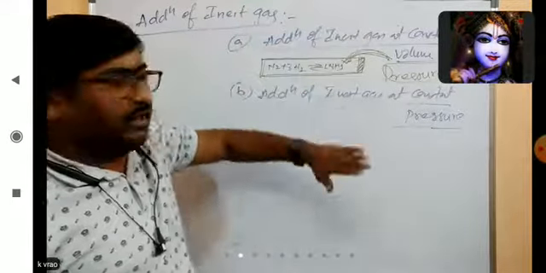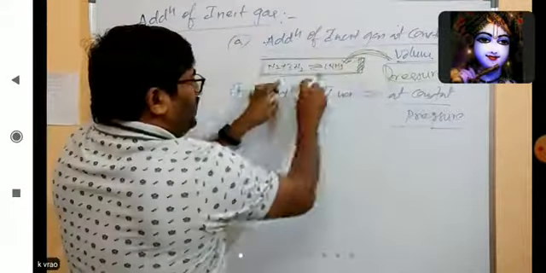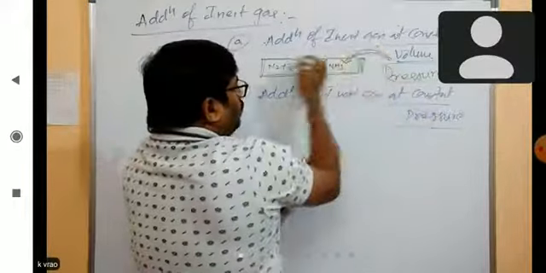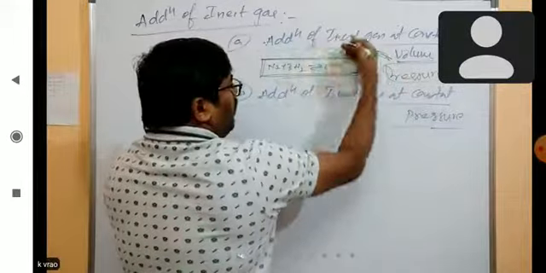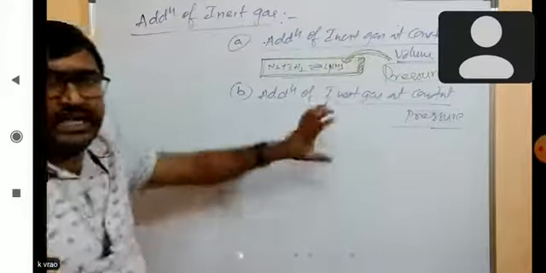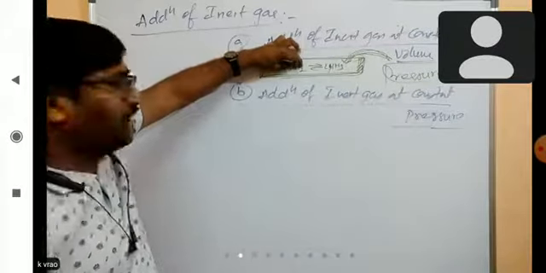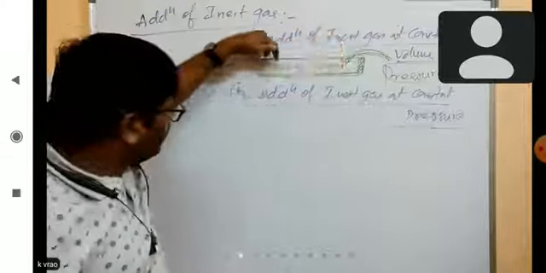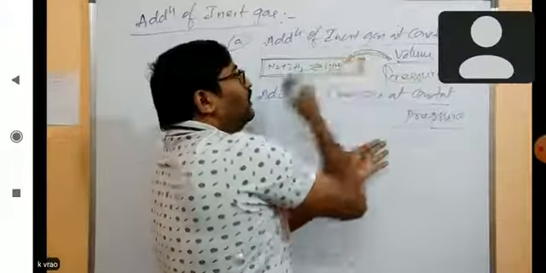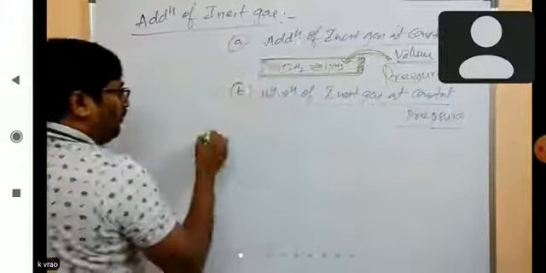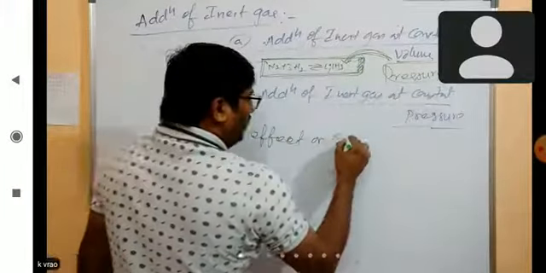Listen, all of you, once again. Addition of inert gas at constant volume means the volume is fixed, and we add the inert gas to that container. Then the total pressure is increased by the addition of the gas, but the individual pressures don't increase. Nitrogen pressure doesn't increase, hydrogen pressure doesn't increase, ammonia pressure doesn't increase, because the number of moles of these gases is unchanged in the container; we only add inert gas. Therefore, no effect on the equilibrium.